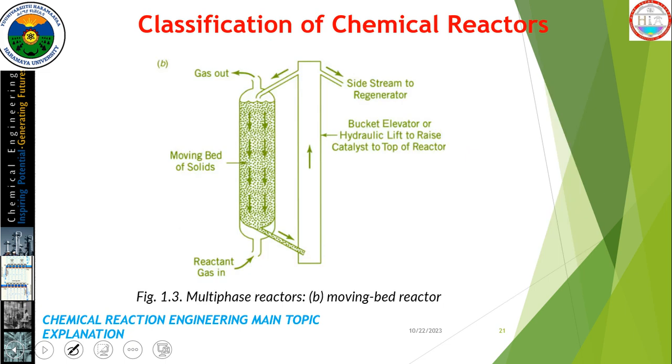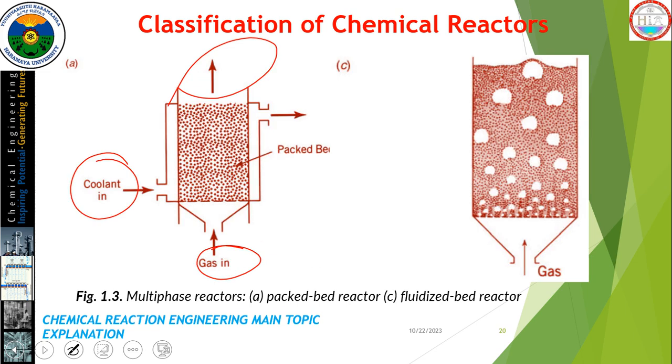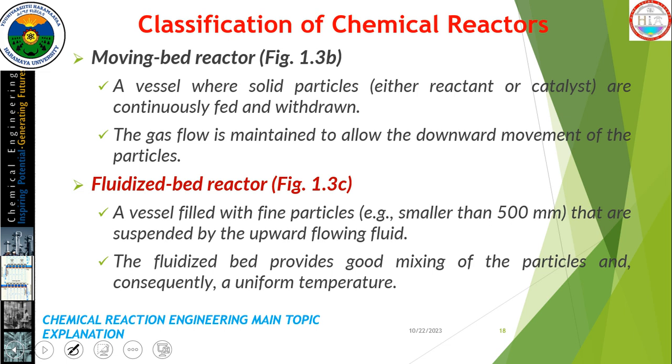The other one is a moving bed reactor. In a moving bed reactor, there is an entrance of the reactant, which means the gas in. Additionally there is also gas out, which means the product. So there is contacting of the solids with a gas in order to make the fluidized system, which means that there is contacting of gases with the solids in order to make a fluid bed for the reacting molecules. The gas flow is maintained to allow the downward movement of the particles. So the solid particles are just continuously fed and withdrawn from the system.